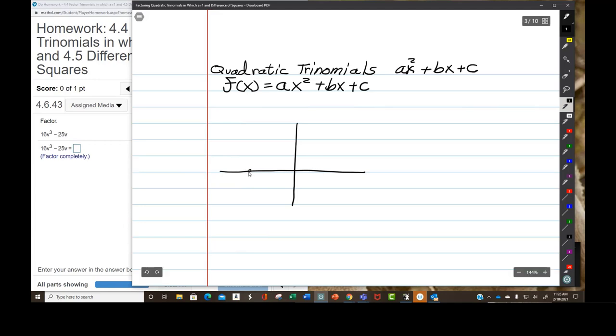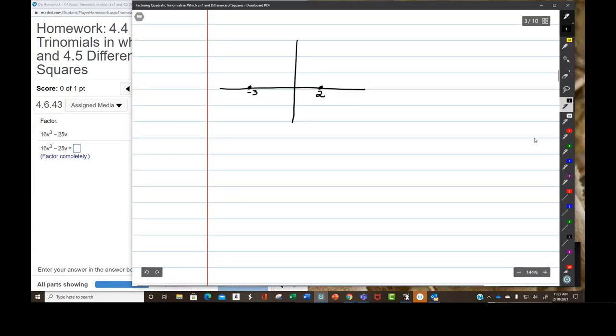Let's say that one of the x-intercepts is negative 3, and another one is positive 2. These are called zeros. When we turn ax squared plus bx plus c into a function, then the x-intercepts are called zeros. There are some other things that are zeros too, and we're going to talk about that next week, maybe. Maybe the week after, I'm not sure. But suffice it to say that right now, x-intercepts have a different name that you're going to be using more and more.